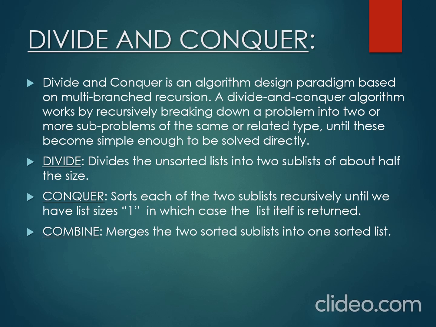Divide: divide the unsorted list into two sublists of about half the size. Conquer: sort each of the two sublists recursively until we have lists of size one, in which case the list itself is returned. Combine: merge the two sorted lists into one sorted list.